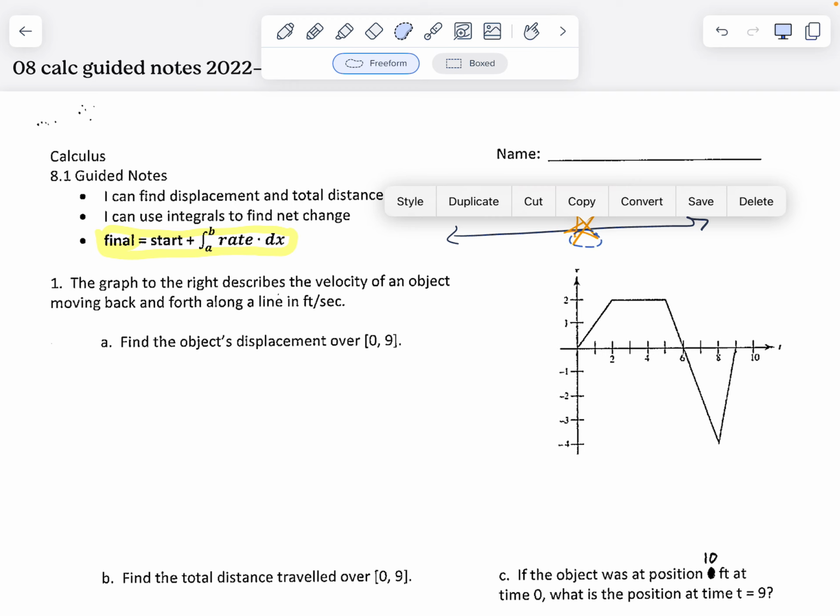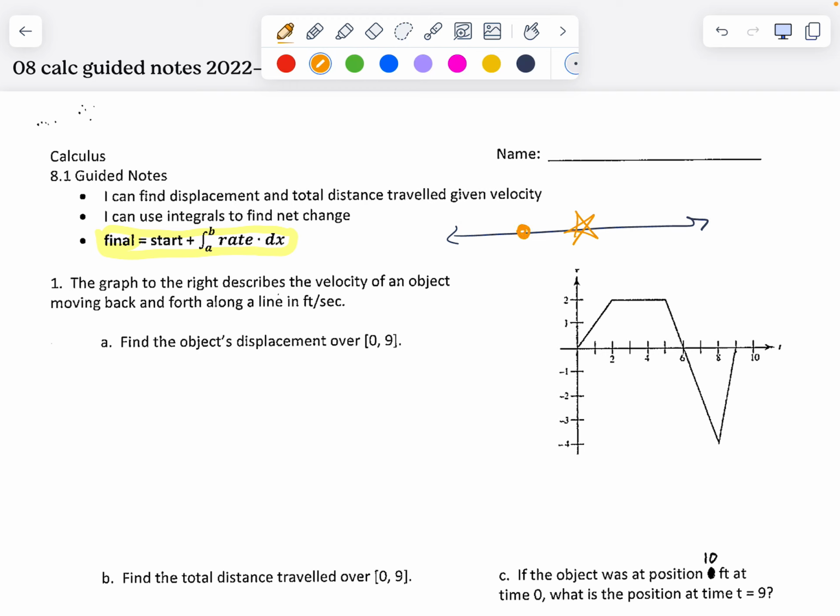The displacement is how far did I move from where I started to where I landed. My total distance talks about how far I traveled when I was on this path. Those are all things we've talked about before, but now we're going to add in that we are doing integrals with all of this. So find the object's displacement from 0 to 9. That's how far did I travel from where I started to where I landed, which means the area under the curve for part A gets to be positive, and the area under the curve for part B gets to be negative.